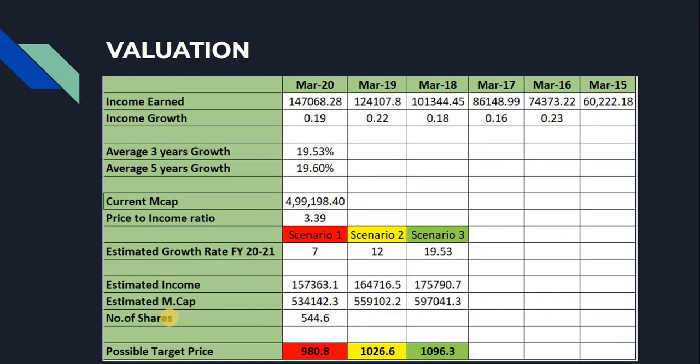If you take the pessimistic view, the price comes to 980 rupees. If there is an average growth of 12 percentage, the possible target price is around 1026 rupees. The current market price of HDFC Bank is 910 rupees. So apply your prudence before investing, and this is only for educational purpose.